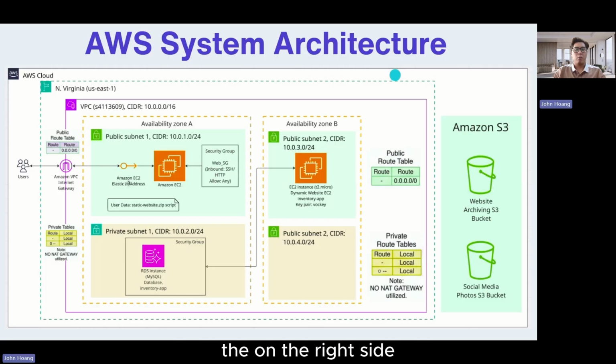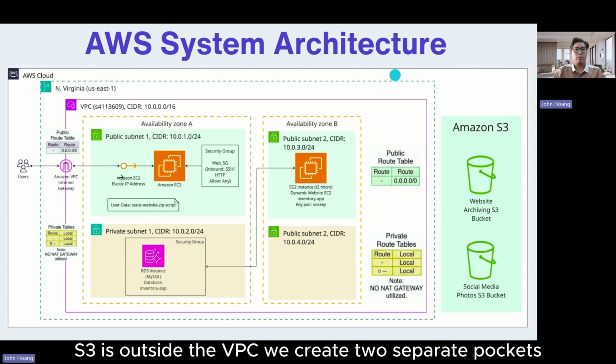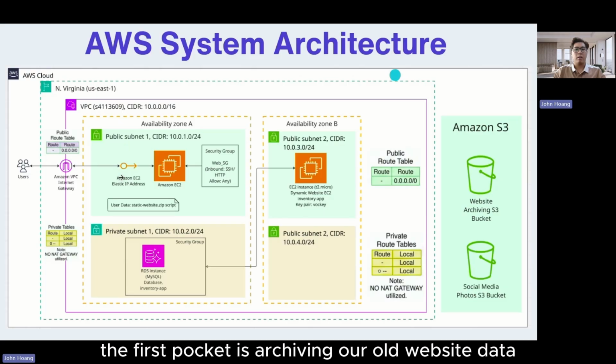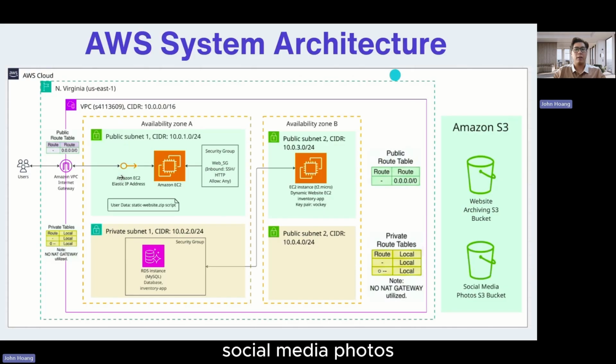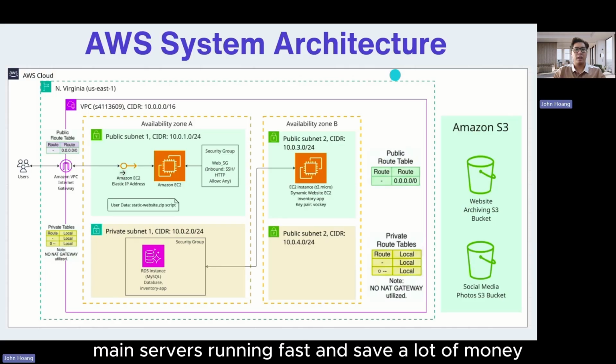Finally, on the right side, we use Amazon S3 for file storage. S3 is outside the VPC. We create 2 separate buckets. The first bucket is for archiving our old website data. The second bucket is especially for storing social media photos. Using S3 keeps our main servers running fast and saves a lot of money.